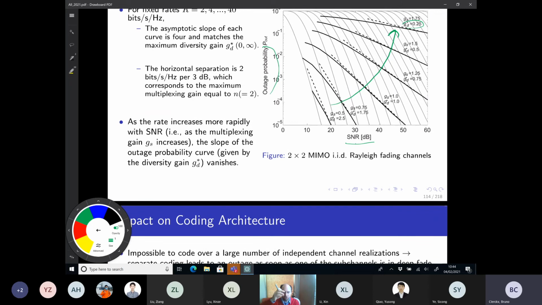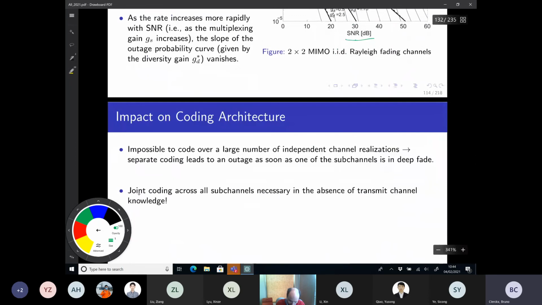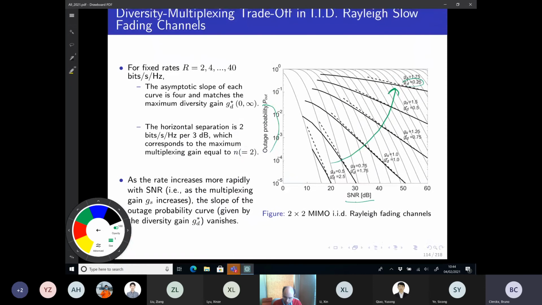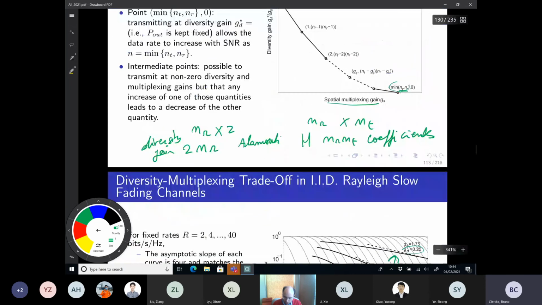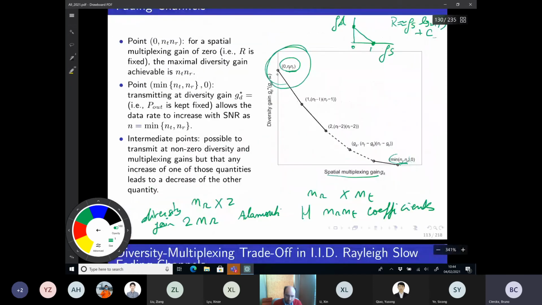So C1 was transmitted over antenna 1 and 2, C2 over antenna 1 and 2. That's what it means here. You need to actually jointly code across multiple subchannels. The drawback with Alamouti is that when you transmit C1, you repeat C1 over the next time instance. So you do some form of repetition coding, and that decreases the rate of your transmission. So Alamouti would be very good in achieving this point here, having a large diversity gain, but the multiplexing gain of Alamouti is quite limited.